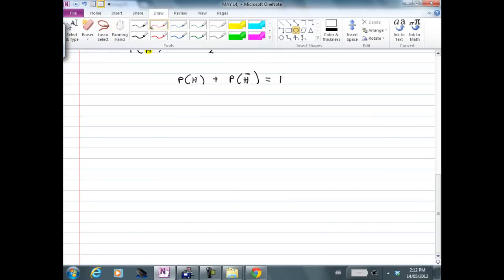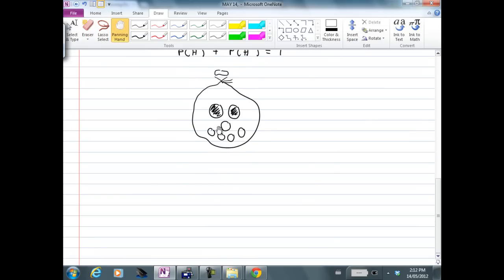Okay, for example, let's look at this one. The probability of A plus the probability of not A. So let's draw a bag. Guys, draw a bag. In my bag, I have some marbles, black and white marbles.